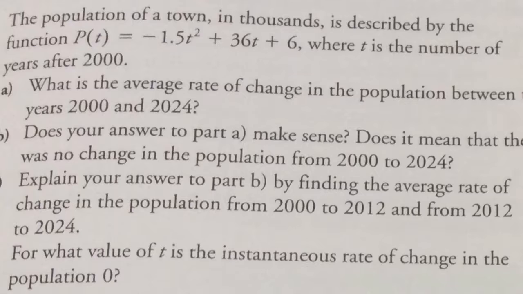B asks, does your answer to part A make sense? Does it mean that there was no change in the population from 2000 to 2024? C asks, explain your answer to part B by finding the average rate of change in the population from 2000 to 2012 and from 2012 to 2024. And D asks, for what value of t is the instantaneous rate of change in the population 0?